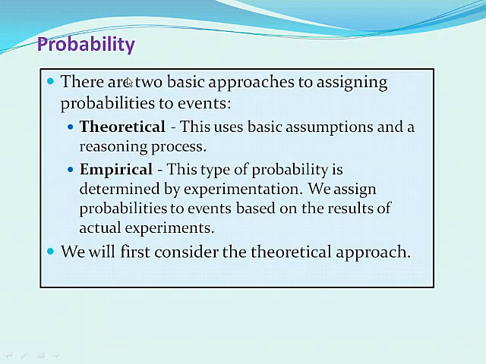There are 2 basic approaches to assigning probabilities to events. One is called the theoretical method, the other one is called the empirical method. Theoretical method uses basic assumptions and a reasoning process. The empirical probability is determined by experimentation. We assign probabilities to events based on the results of actual experiments.